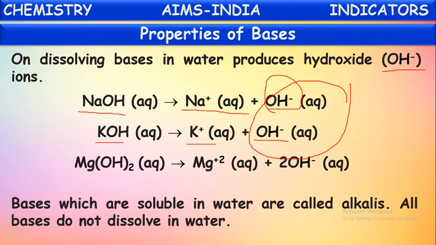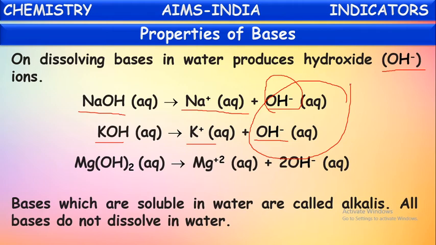Bases which are soluble in water are called alkalis. So there are different kinds of bases. So many bases are there. Out of these, most of them are soluble in water. Those bases which are soluble in water are called alkalis. Some bases are not soluble in water. They are not called alkalis.